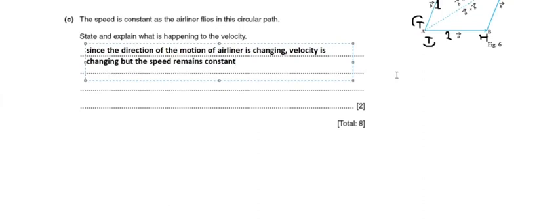So speed is nothing but the scalar quantity, but velocity is a vector quantity. So though the speed of the airliner is constant, since its direction of motion is changing continuously, we can say the velocity is changing. Okay. So I hope you understood this concept between the speed and velocity. It is changing because it is nothing but the vector quantity and it requires the direction as well. So here we are ending our structured problems.